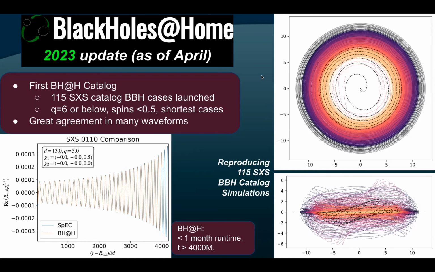And I found, after looking at the latest results, great agreement in many waveforms as compared to waveforms in the SXS catalog. And you'll see there a little benchmark, less than 1 month runtime, we go out past time of 4,000 M. On the upper right plot there, you see this is the in-spiral trajectory of those 115 binary black holes on their initial orbital plane. And on the bottom right plot, you see that a lot of these cases are precessing, and some very strongly precessing. Just a reflection that Black Holes at Home supports precession. It's part of its infrastructure. All right, next slide.